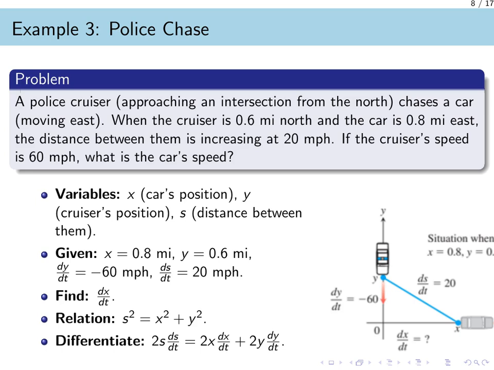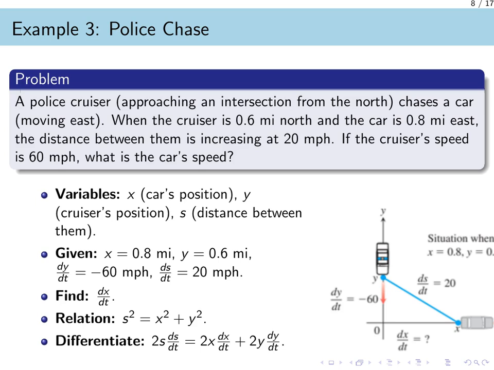We are given the rates of change for the cruiser's position and the distance s. It is important to see that dy/dt is negative 60 miles per hour because the cruiser is moving toward the origin, so its y position is decreasing.